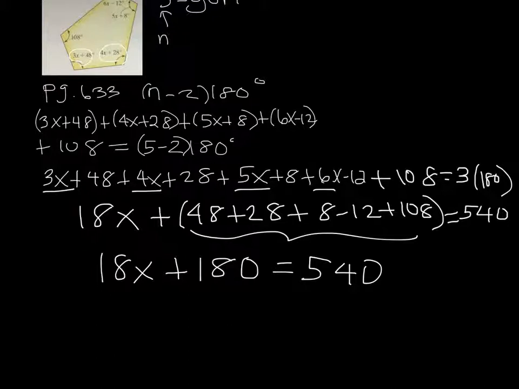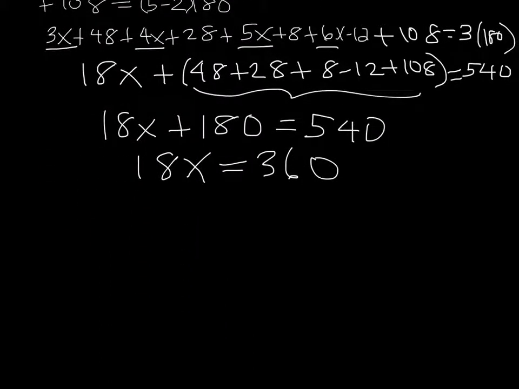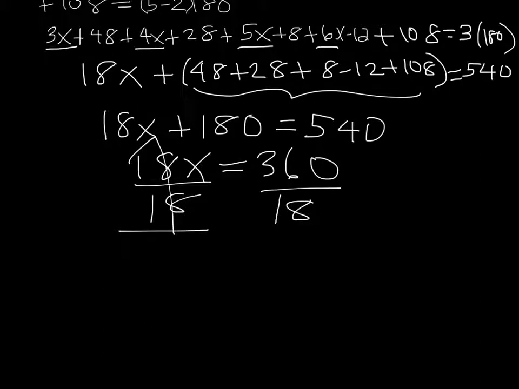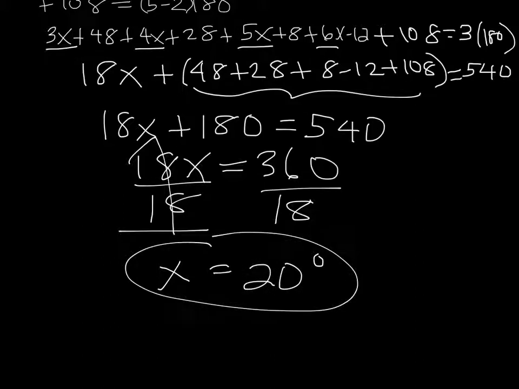If we subtract 180 from both sides, it's just a linear equation in one variable. 540 minus 180 is 360, so 18 times what is 360? You can just divide both sides by 18 because we want to solve for x. And that ends up being 20 degrees. Okay, so x is 20 degrees.